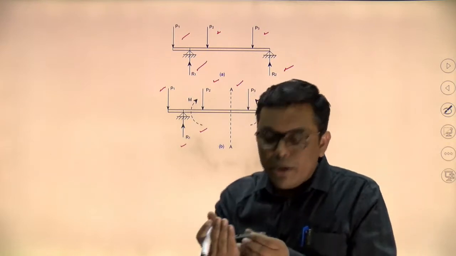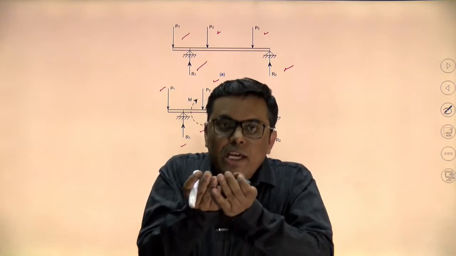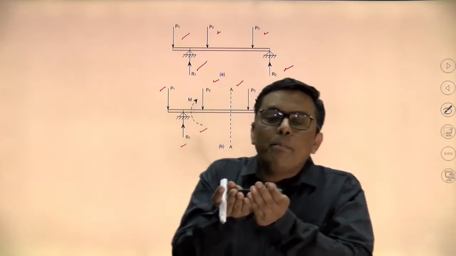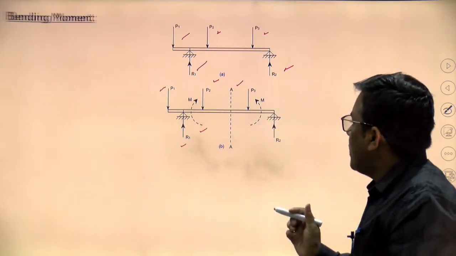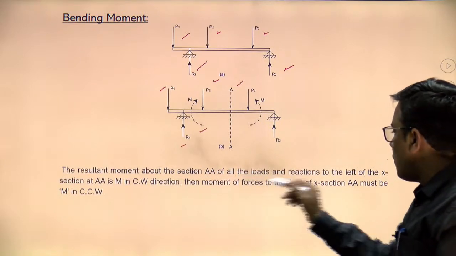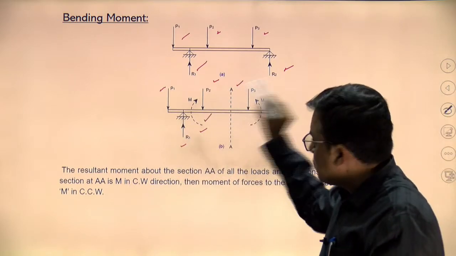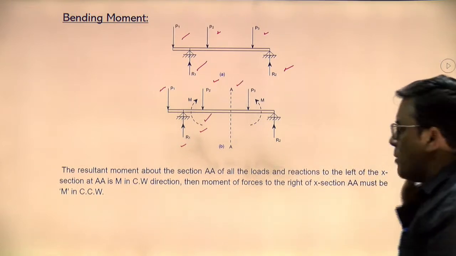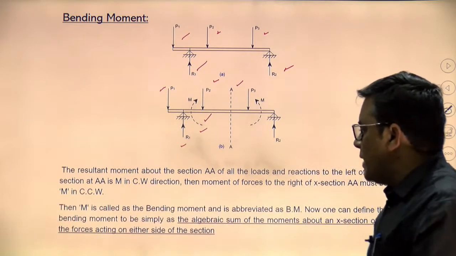So what will it do? Definitely it will try to bend, with equal and opposite moment on either side of the section plane. So it will not rotate, it will try to bend that particular beam. So this is what is known as bending moment. The resultant moment about section A of all the loads and reactions to the left of section A is clockwise. This is what we are observing here. And then the moment of forces on the right side of AA must be counterclockwise for the equilibrium, and this is what is known as bending moment.